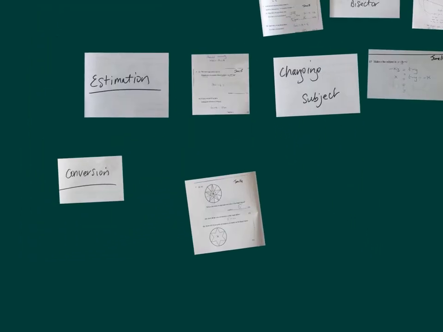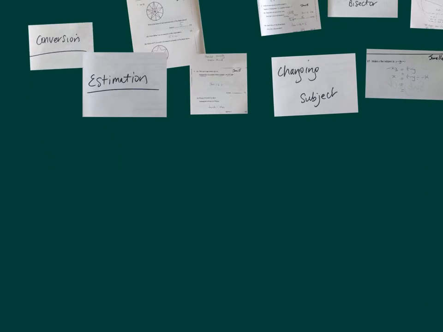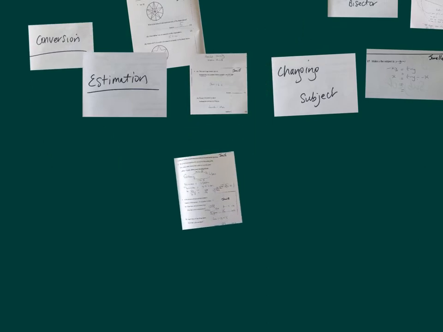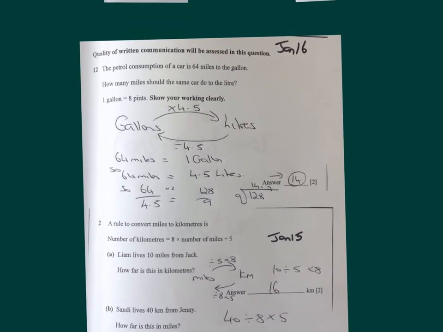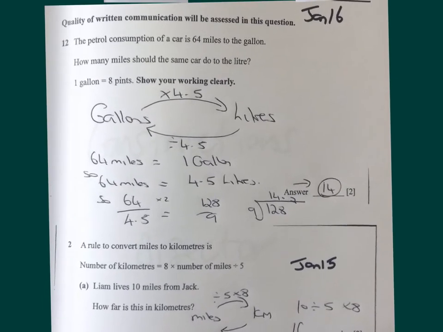However, let's get the conversion question, which was the one we were looking for, which is this one here. The petrol consumption of a car is 64 miles to the gallon. Now we need to know our rules for imperial and metric. Okay, gallons to litres means if you're going from gallons to litres, you multiply by 4.5. Litres to gallons is divided by 4.5. So 64 miles gets you 1 gallon, which is the equivalent of 64 miles, which is 4.5 litres.